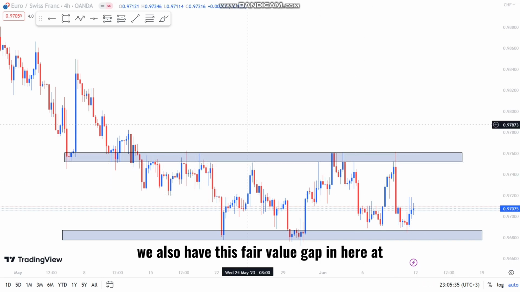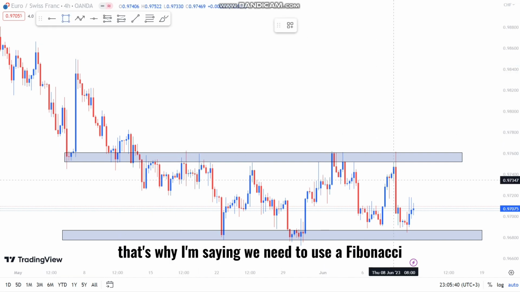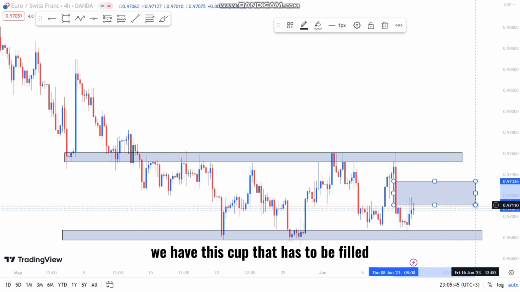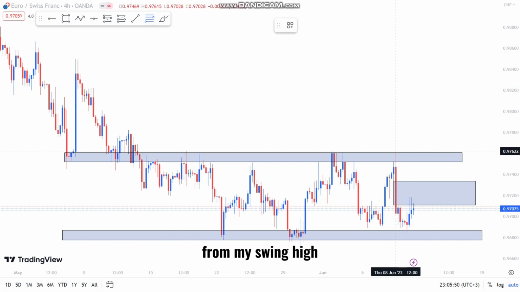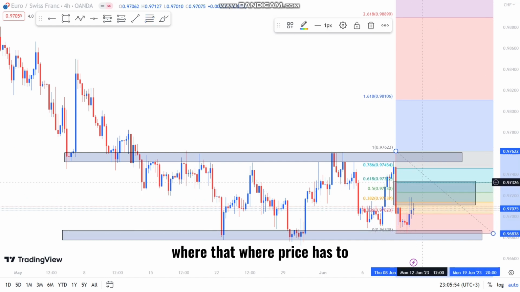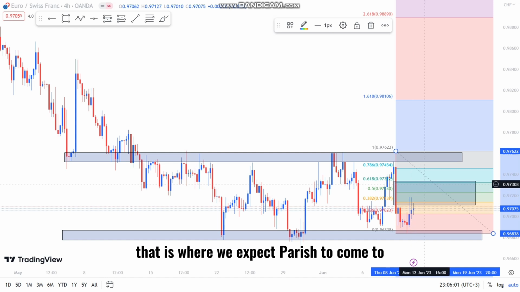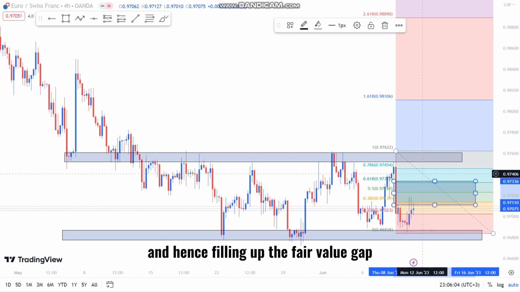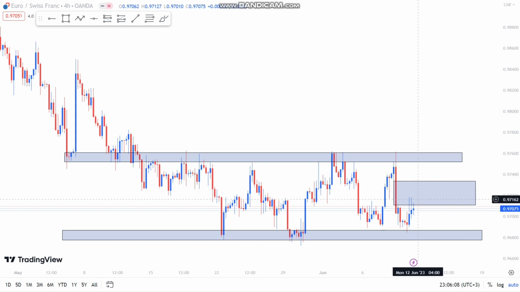We also have this fair value gap in here, or what you can call an imbalance, that has to be filled. That's why I'm saying we need to use the Fibonacci. We have this gap that has to be filled. So again, when I apply my Fibonacci from my swing high to my swing low, where my 0.6 level is, that is where we expect price to come to on our Fibonacci level, and hence filling up the fair value gap, and probably we shall see price still come down.